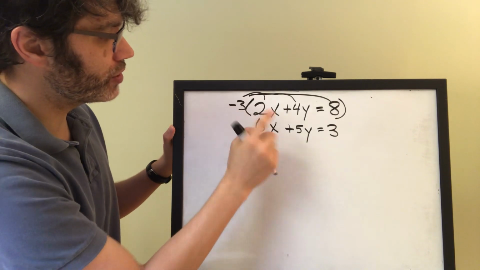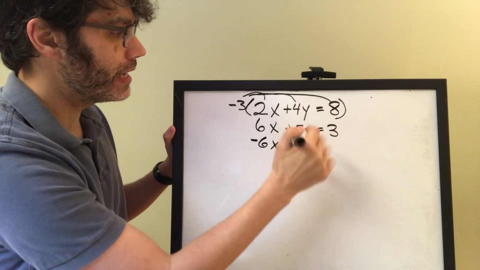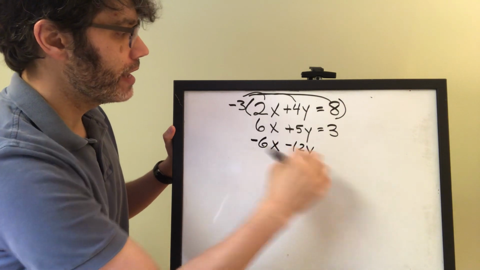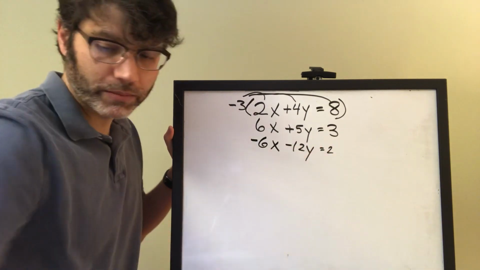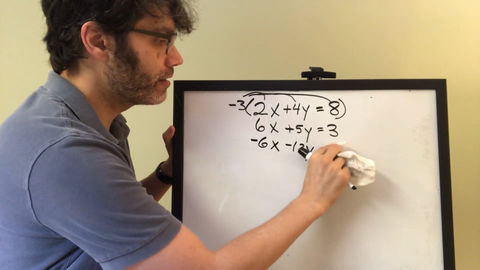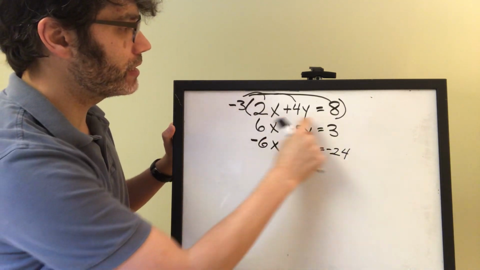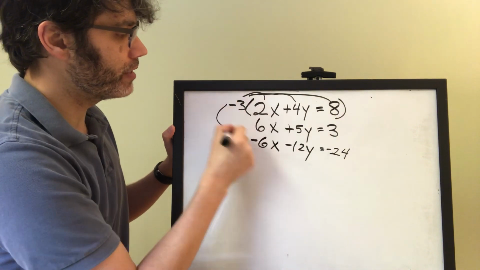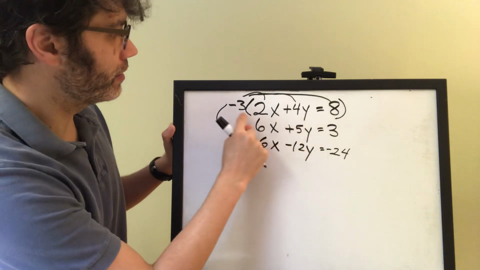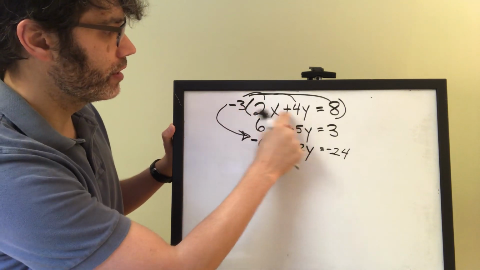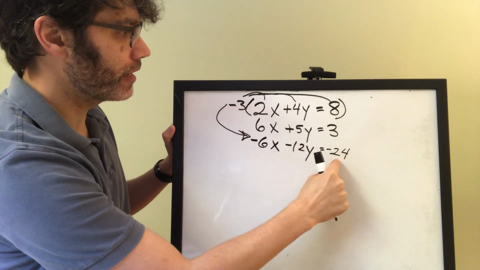So negative 3 times 2 is negative 6. Negative 3 times 4 is negative 12, and negative 3 times 8 is negative 24. So I needed to multiply every single thing in that equation by negative 3. So this entire equation up here becomes this equation down here. Negative 6, negative 12. Negative 3 times 4 is negative 12, and negative 3 times 8 is negative 24.